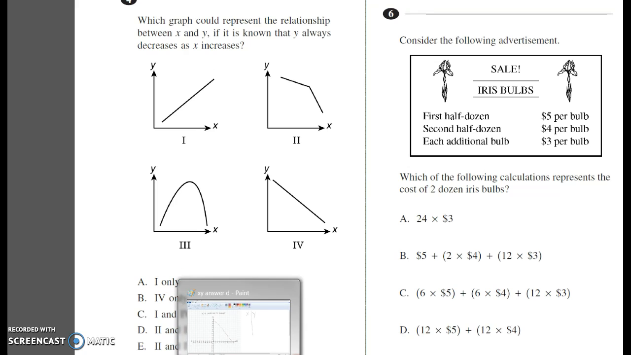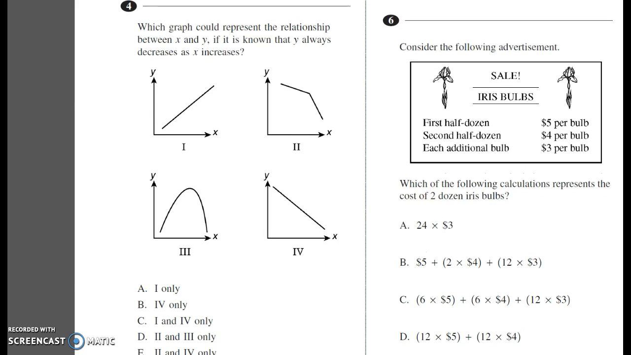So I'm not going to really go over the answers right now because there are several different answers and answer combinations. Instead, I want to talk to you about the graphs themselves and what it is that's happening. So what we need to know is that y decreases as x increases. So these two things should be happening at the same time.